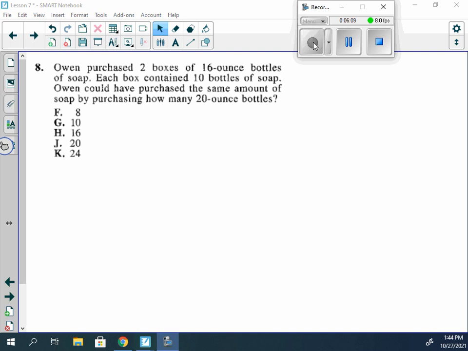Number 8. Owen purchases 2 boxes of 16-ounce bottles of soap. Each box contained 10 bottles of soap. Owen could have purchased the same amount of soap by purchasing how many 20-ounce bottles? So he purchases 2 boxes of 16-ounce bottles. And how many bottles are in a box? 10?